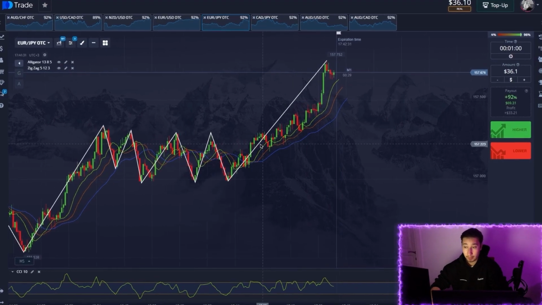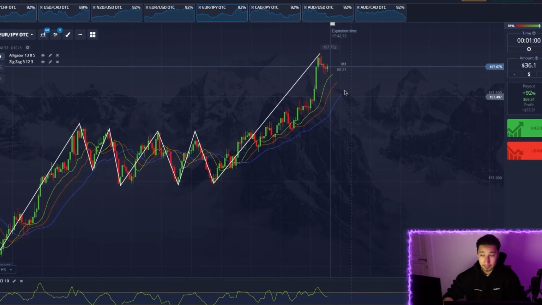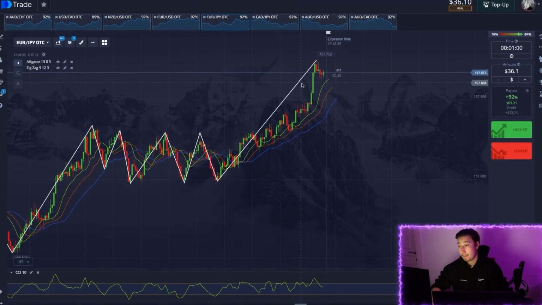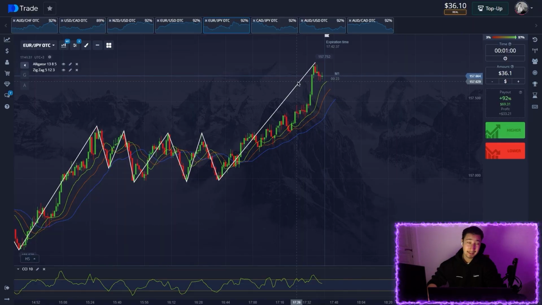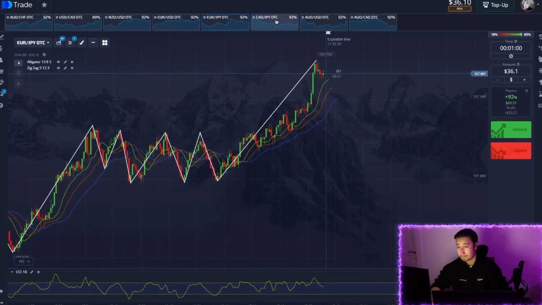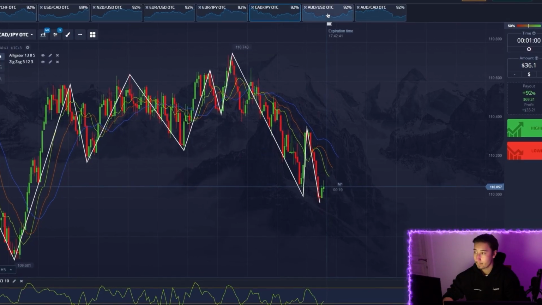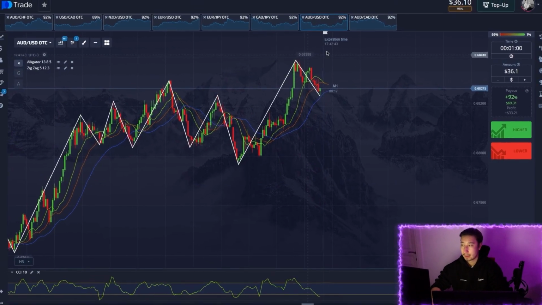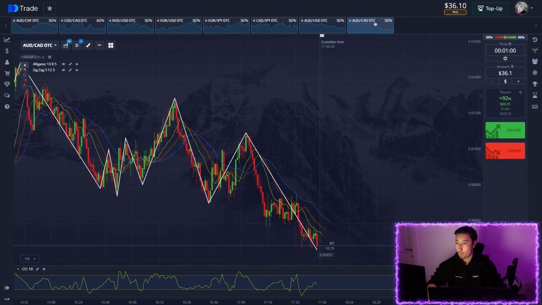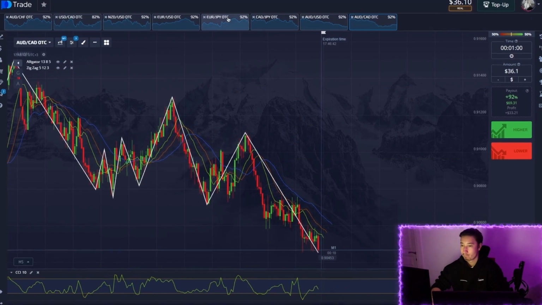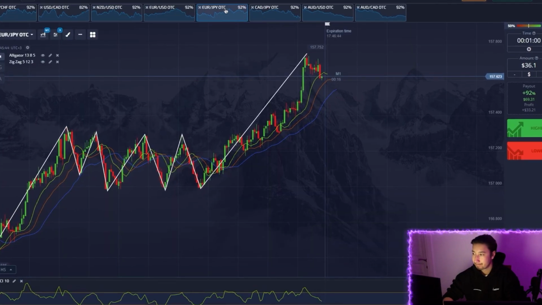Let's now try to open a trade based on the alligator's moving lines in technical analysis and select the next currency pair for it. So, let's see.